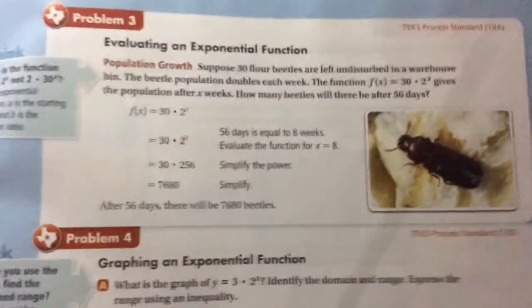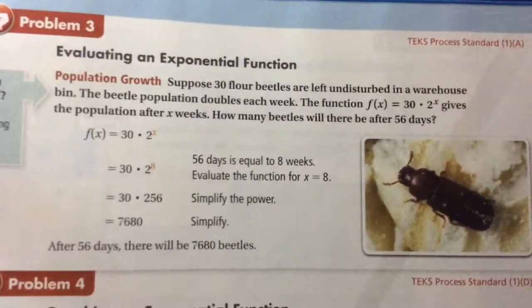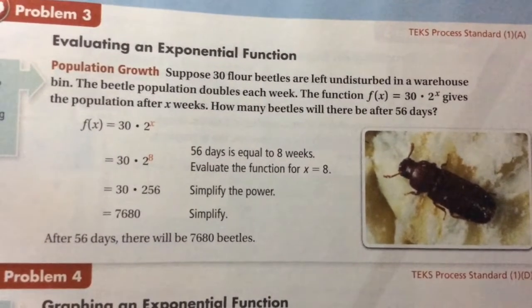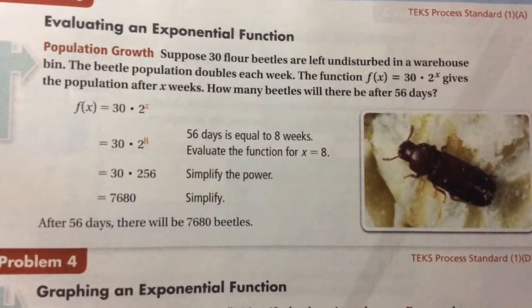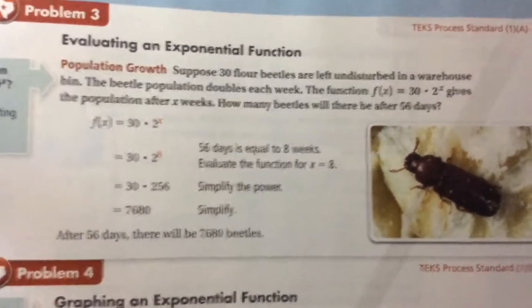Okay, we're going to move on to problem number 3. This problem says, suppose 30 flower beetles are left undisturbed in a warehouse. The beetle population doubles each week, and the function 30 times 2 to the x power gives the population after x weeks.